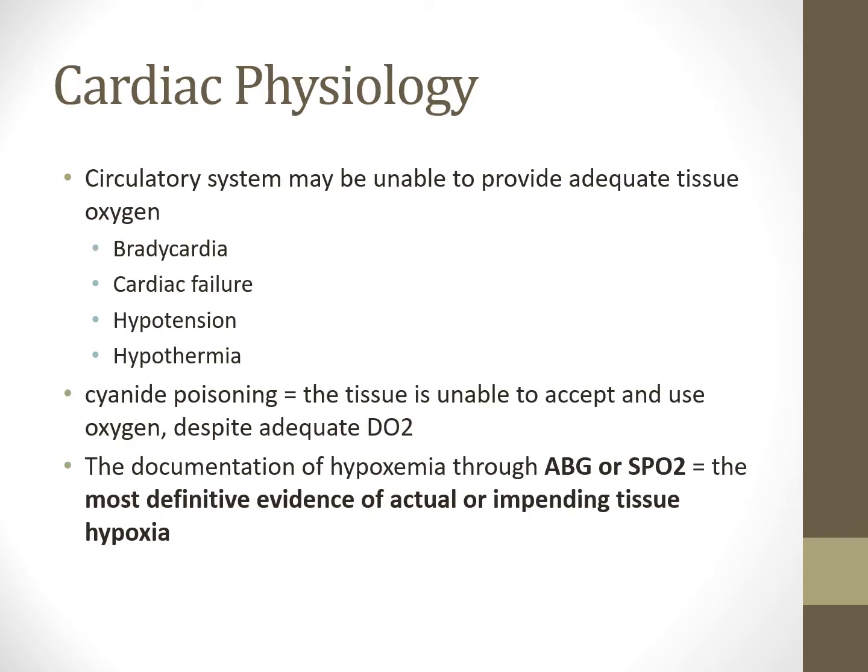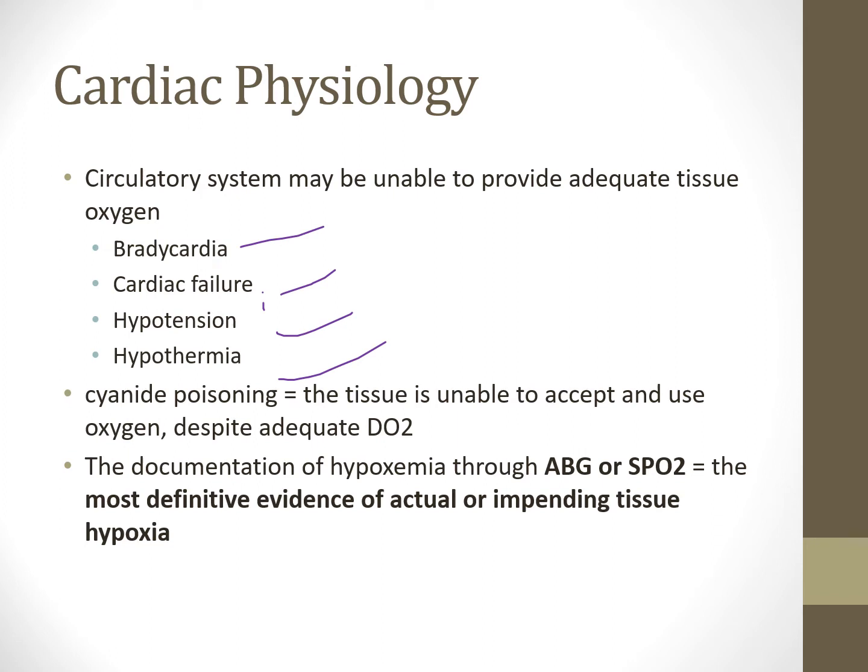What about cardiac physiology? Well, with cardiac physiology, the circulatory system might be unable to provide adequate tissue oxygen. In other words, we're not perfusing appropriately, right? So if they have a slow heart rate with bradycardia, if they have heart failure, hypotension, hypothermia, all those things will cause either poor cardiac performance or vascular performance.